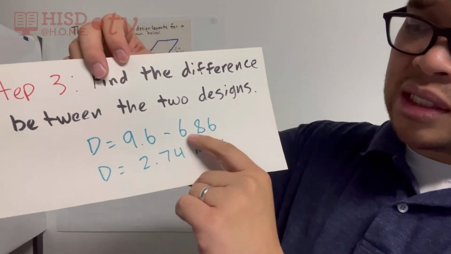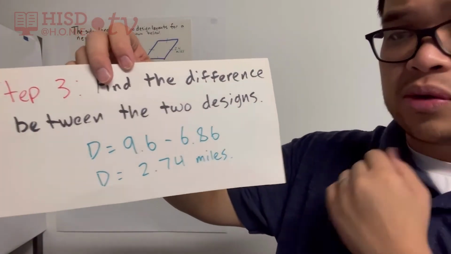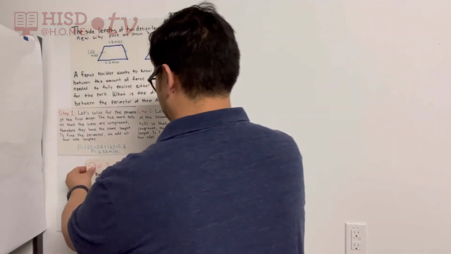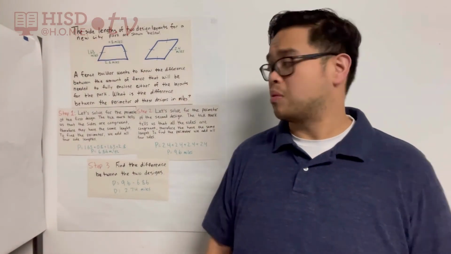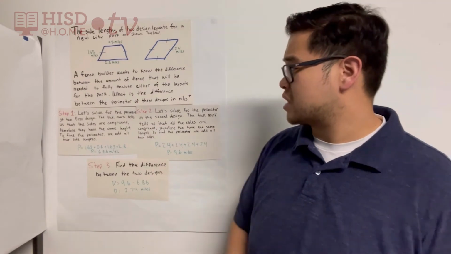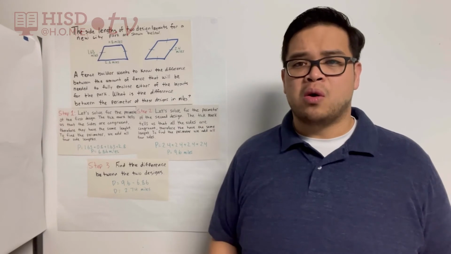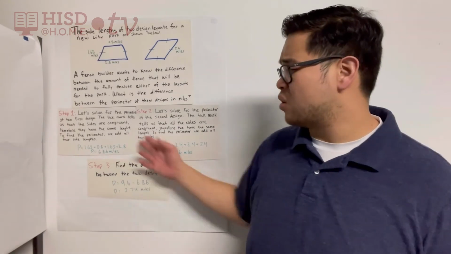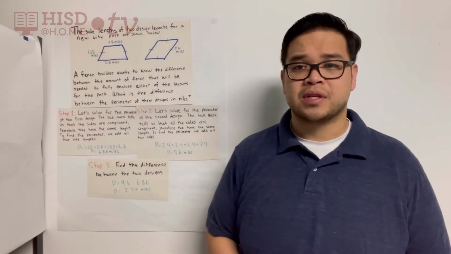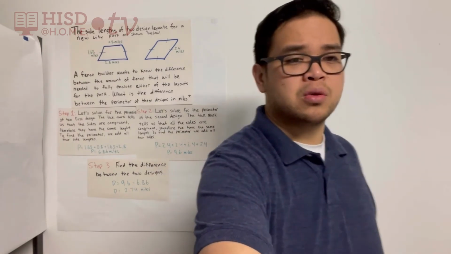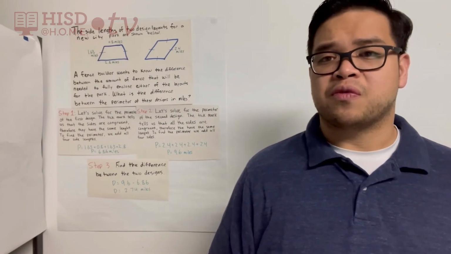9 and 6/10 minus 6 and 86/100 gives us 2 and 74/100 miles. And that's how we solve our problem, going step by step by step. So we just want to make sure that we are really organizing our work so that not only does it not get us confused, but it keeps us nice, neat, and organized in order for us to solve the problem the right way. So what we're going to do now is move into another problem that you may want to work on, so that we can see the difference in fractions.